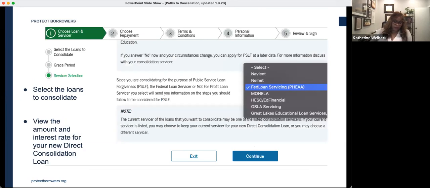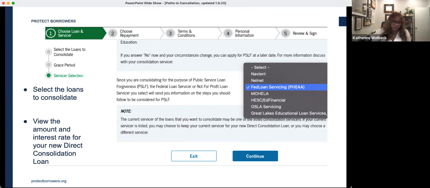And then it will guide you through the steps you'll need to take, which includes selecting which loans you want to include in the consolidation, confirming the amount and rate of the new loan, selecting your payment plan and servicer, and then signing for the loan.